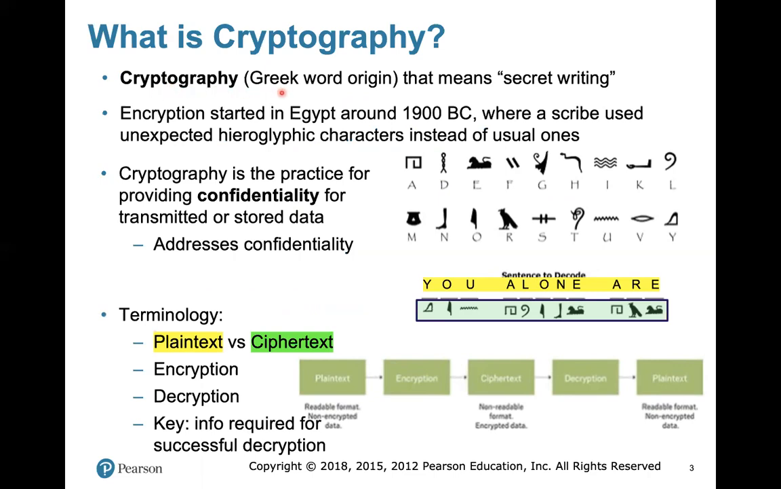Okay, let's get started by talking about the origin of the word cryptography. Cryptography is a Greek word originally, and it means secret writing. It means that you write something in a secret way. Some researchers, some historians believe that cryptography first started in ancient Greece, and some others believe that cryptography started in ancient Egypt in 1900 before Jesus Christ's birth.